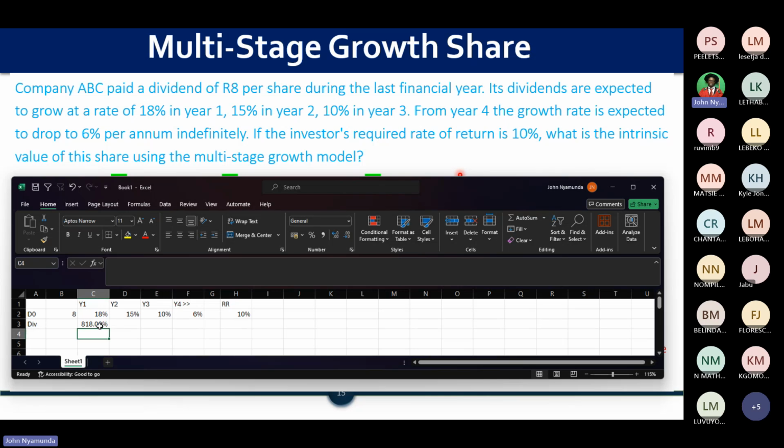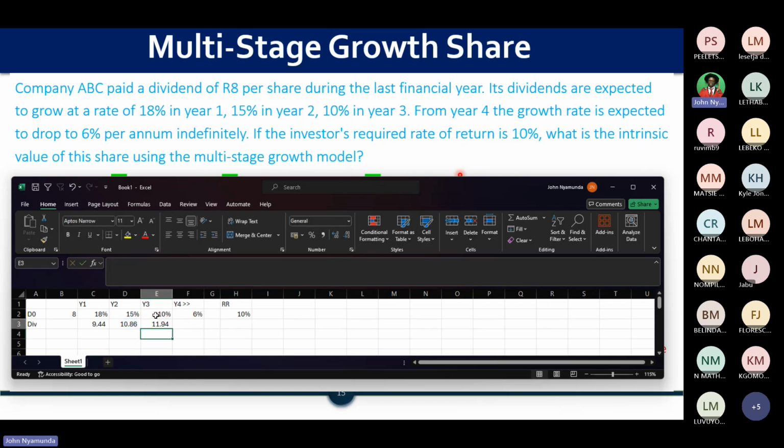So we have grown the 8 by 18%. In year 2, it equals that new dividend times 1 plus 15%, and we close the bracket so that our calculation works well, because the initial calculation was wrong. Let's do this to make sure that we are doing fine. Then year 3 is going to grow by 10%. So we grow the last dividend by, open bracket, 1 plus that.